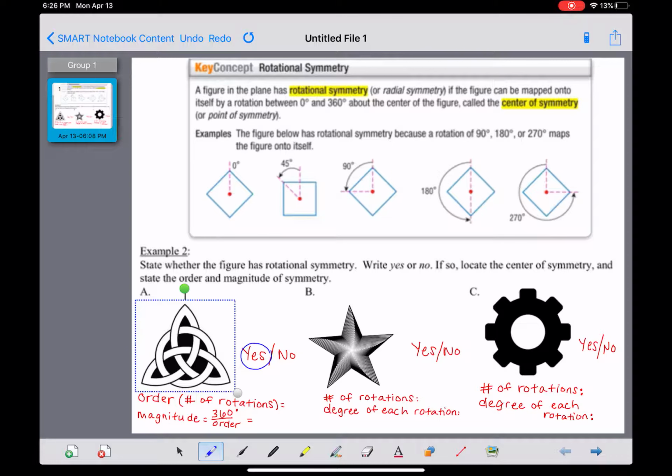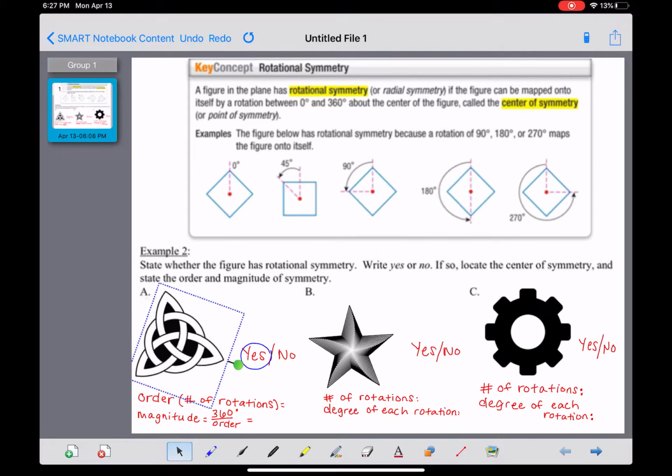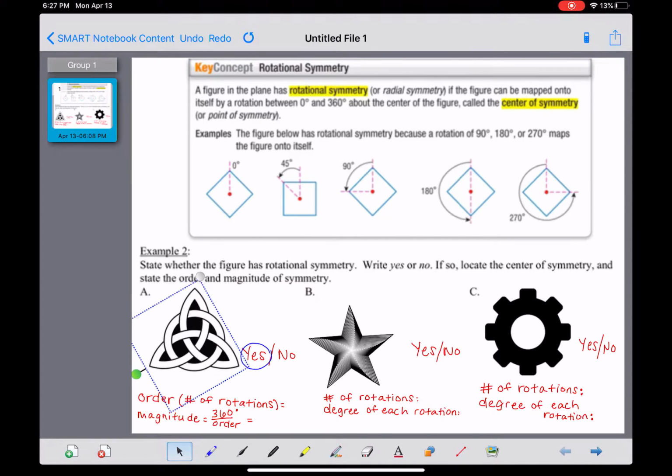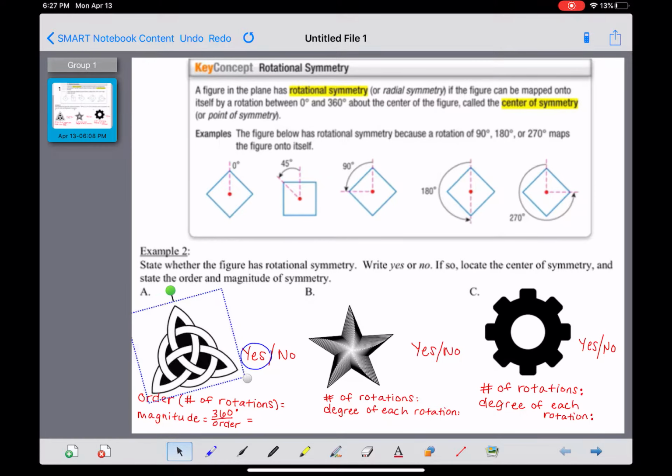Order, the number of rotations. So to count the order, I want you guys to pay attention to this green dot, which is the dot that I'm using to rotate the figure. When that green dot returns back to the top, you are done counting the number of rotations. So I'm going to turn the figure clockwise. So there's 1 rotation, 2 rotations, 3 rotations.